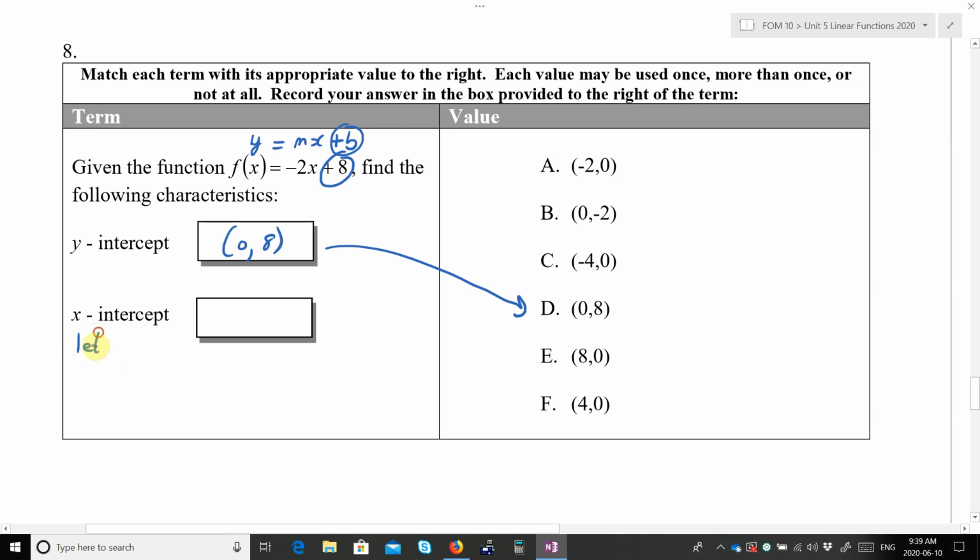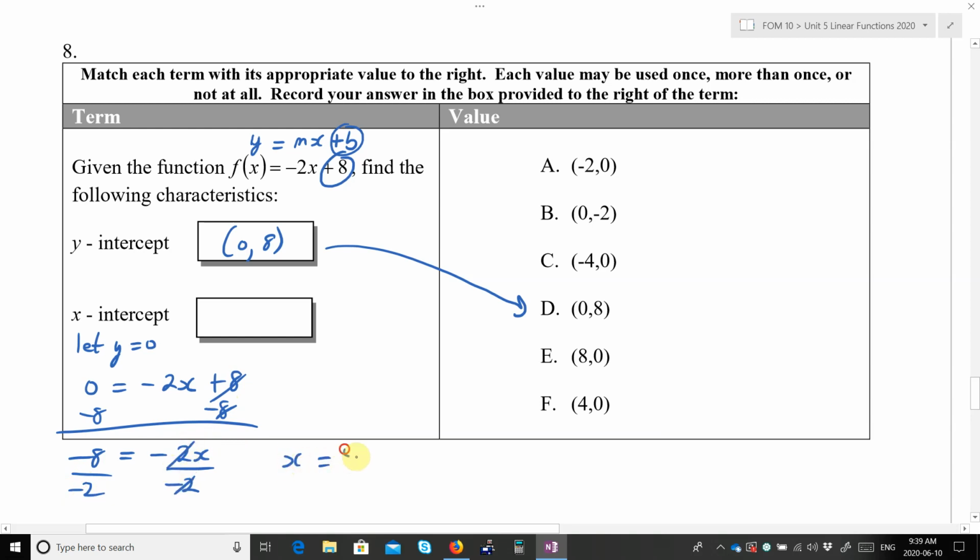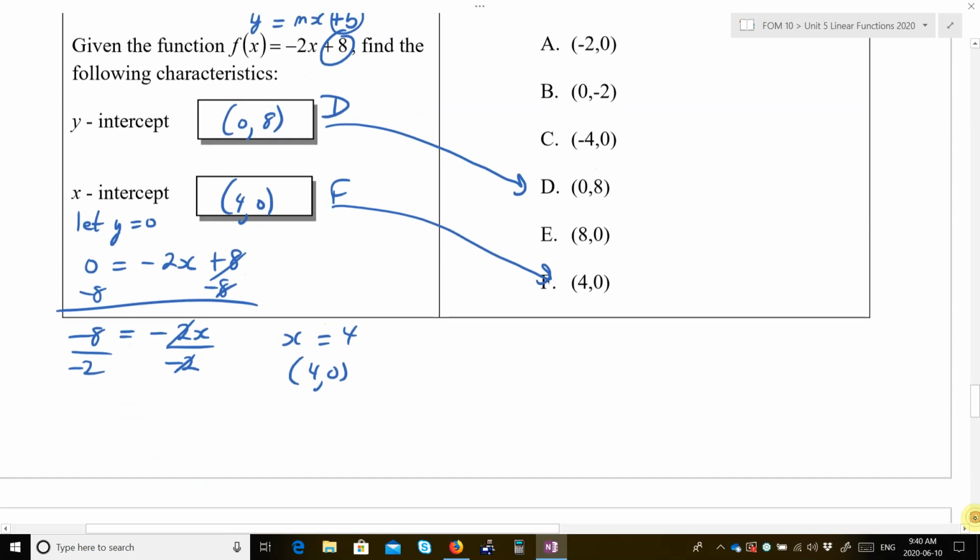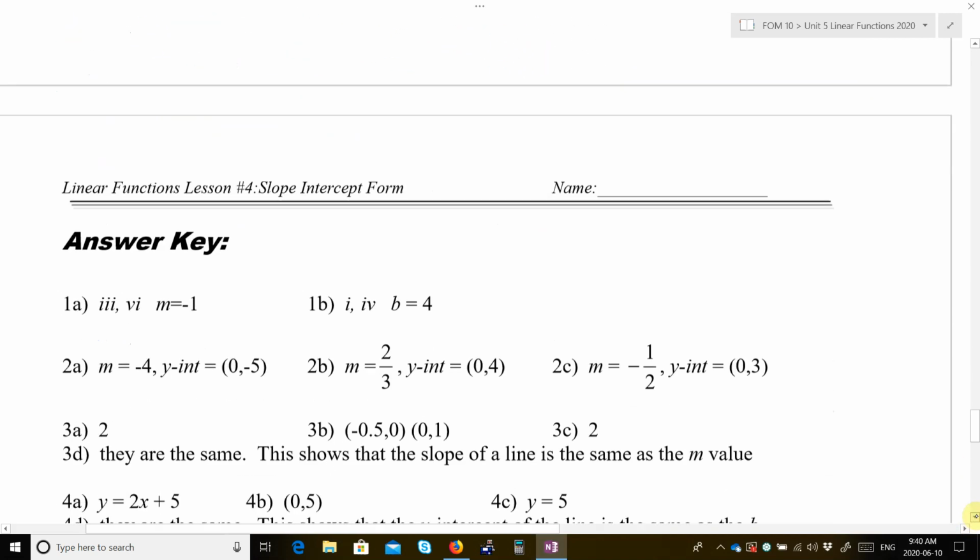And what's the x-intercept? How do you get an x-intercept? You let y equal 0. So we would put 0 in for y and solve this little equation for x. -8 equals -2x. So x is equal to -8 over -2, which is 4. As a point, that would be 4, 0, which is down there at F. Okay, for their answer key, they have D and F, so this looks good. And there's the answer key there.